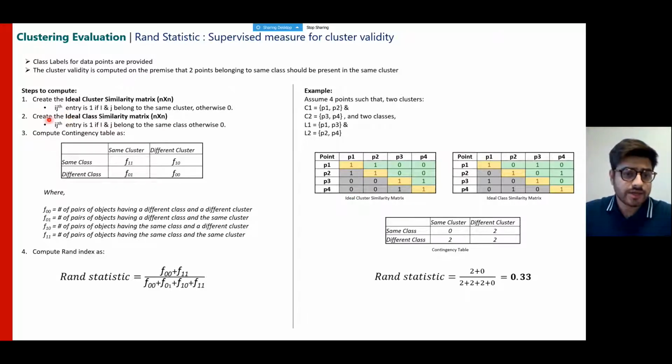Similarly, we also calculate the class similarity matrix, and the ijth entry of that has value 1 if points i and j belong to the same class, otherwise it's 0. The class similarity matrix would look something like this if we had two classes L1 and L2 with points P1, P3 and P2, P4 respectively. We next compute the contingency table, which gives us the number of pairs that have the same class and same cluster, same class and different cluster, different class and same cluster, and different class and different cluster. And then we compute the RAND statistic with this formula.